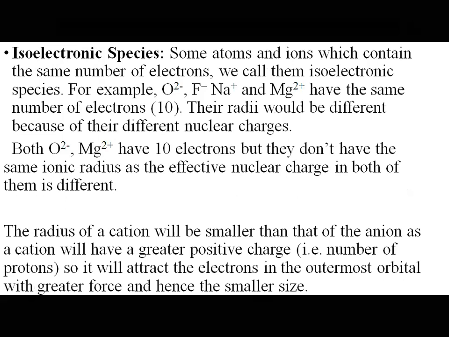Okay. Isoelectronic species. So what are isoelectronic species? In one of our previous classes we have discussed what isoelectronic ions are. Atoms and ions which contain the same number of electrons, we call them isoelectronic species or isoelectronic ions. For example, they have given the examples: O2 minus, F minus, Na plus, Mg plus 2 have the same number of electrons. We have verified it once, in one of our videos.